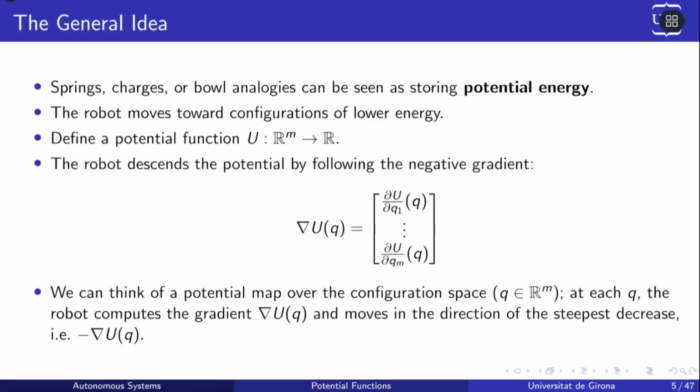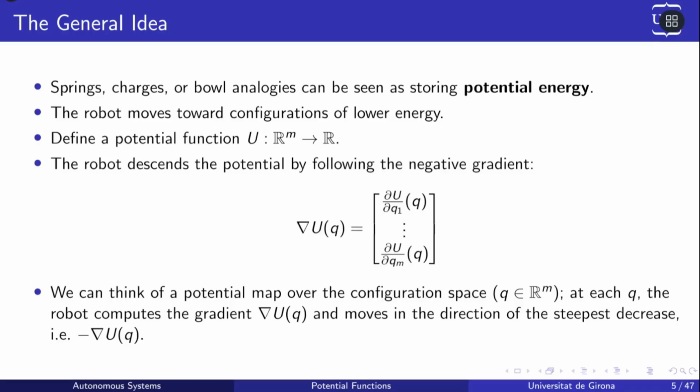But in the end, all these analogies, the spring, charges, bubble, whatever, are just to understand that we have a potential function. It's telling us the potential energy that we have at each specific configuration. And then the only thing that our robot will be doing is follow this potential energy function towards a configuration of lower energy. It will always start in a high energy configuration and try to reach the lowest energy configuration.